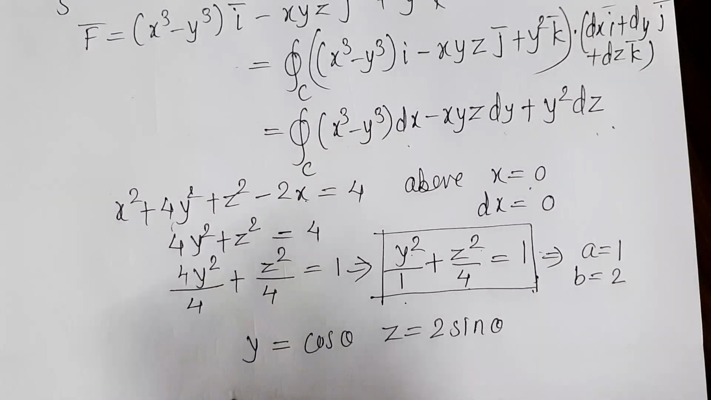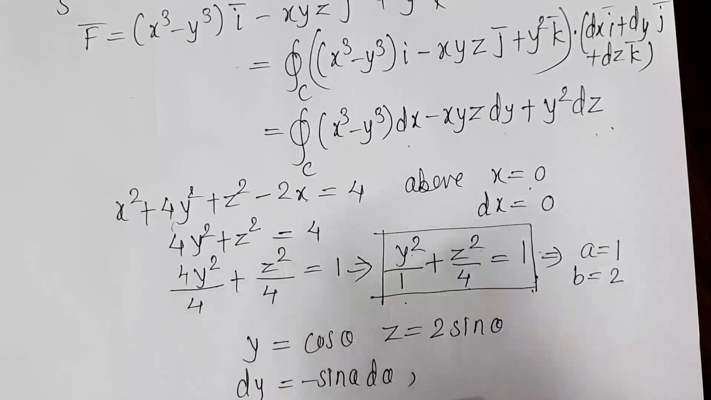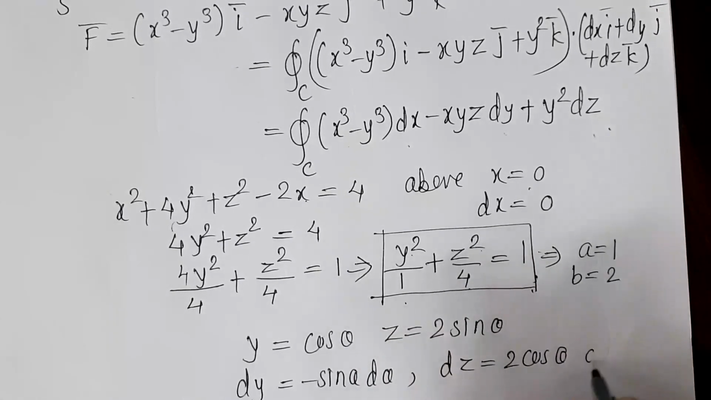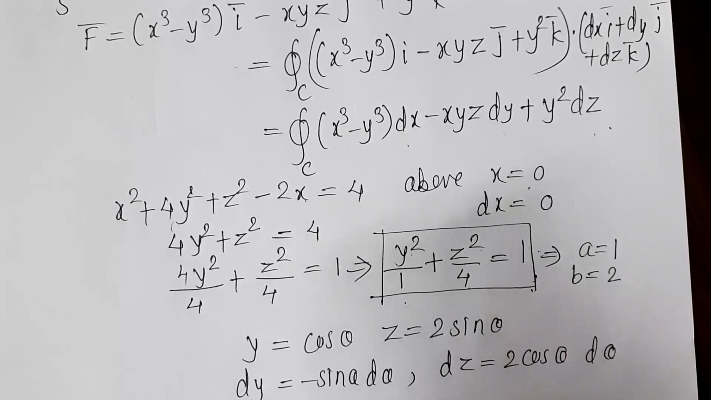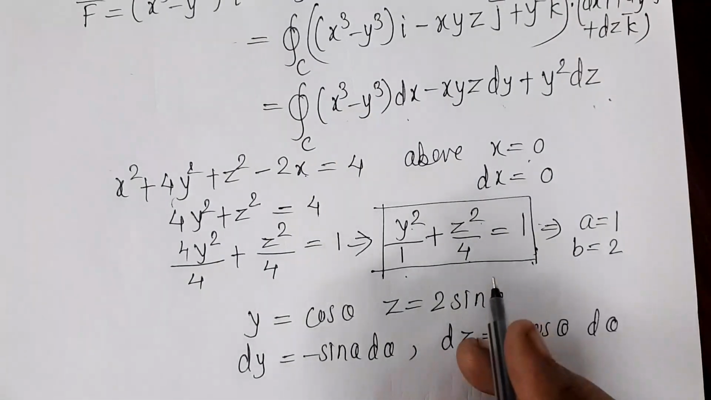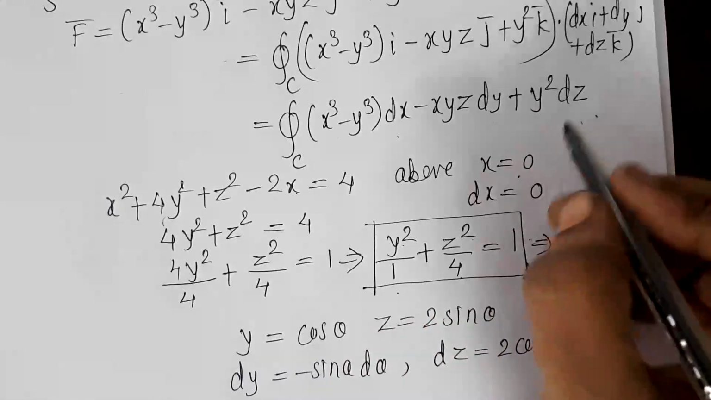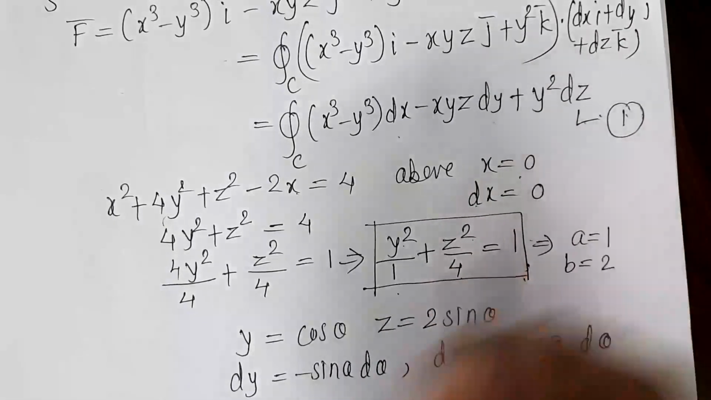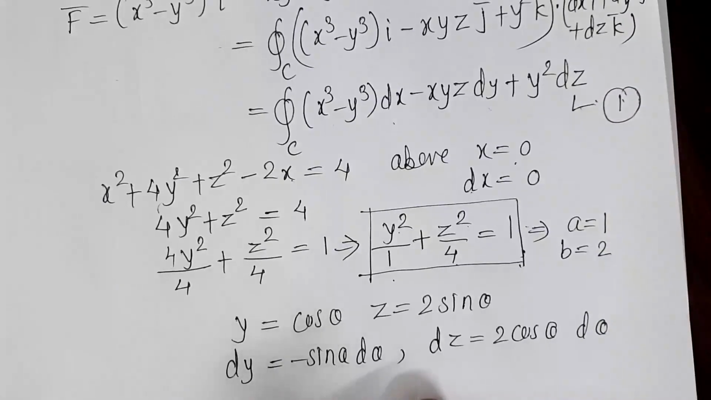Then find out dy and dz. dy is equal to minus sin theta d theta and dz is equal to 2 cos theta d theta. So dy and dz we obtained. Now put in this integral equation number 1 where dx is equal to 0.